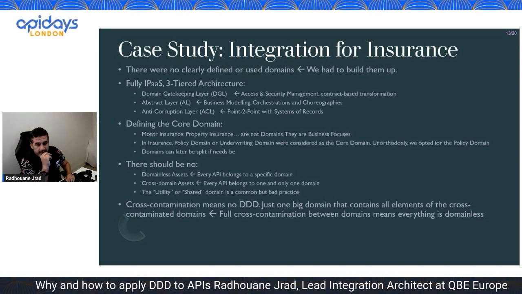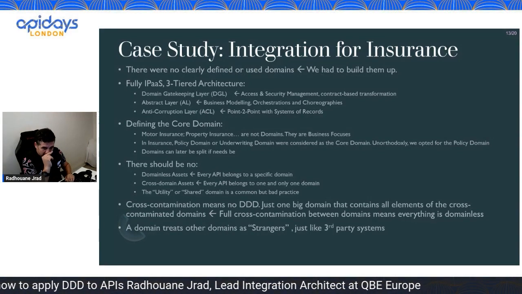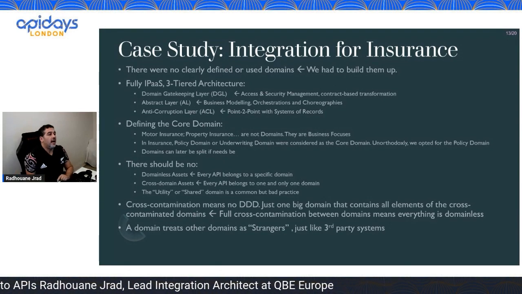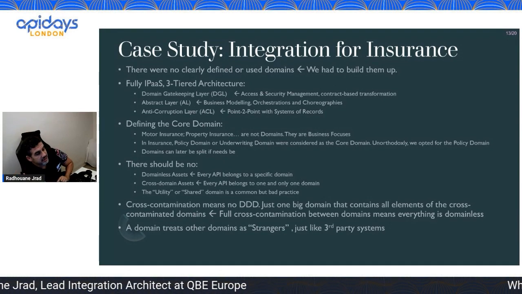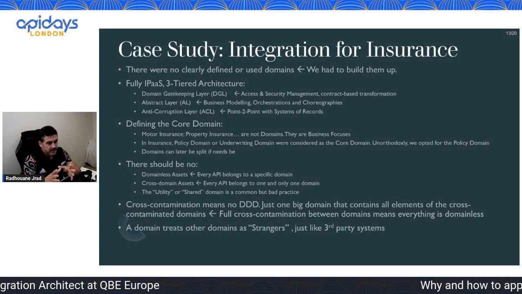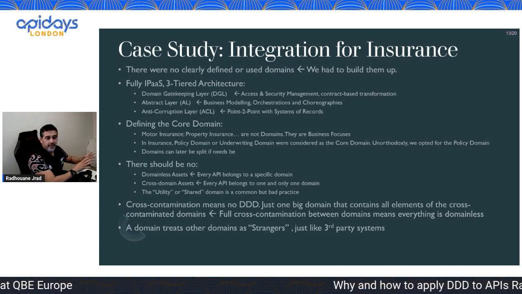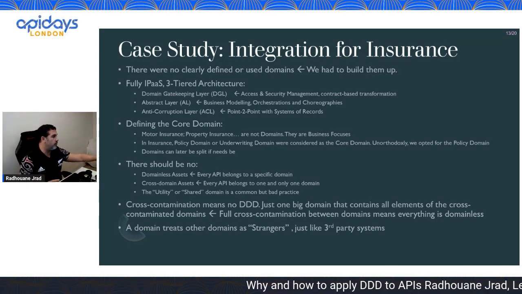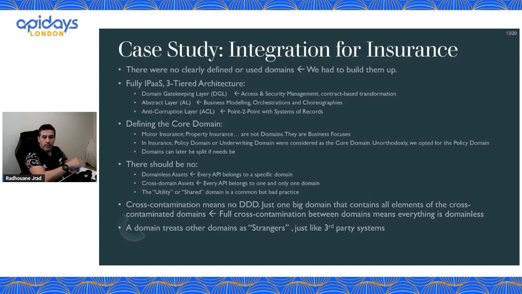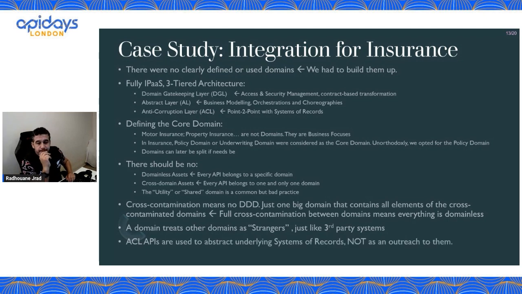Okay. All right, now we're talking about cross-contamination, all right? So each domain would treat the other domains as strangers, just like systems of record. So the policy domain doesn't trust the claims domain. I have my own APIs, you have your own APIs. We need a formal way to exchange data, but you can't just create a dependency on my search policy directly. You can't call it directly. And I'm going to show you how you do this, okay?